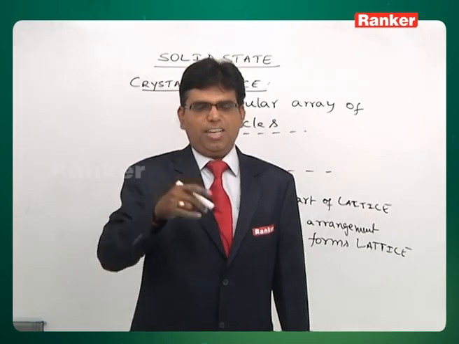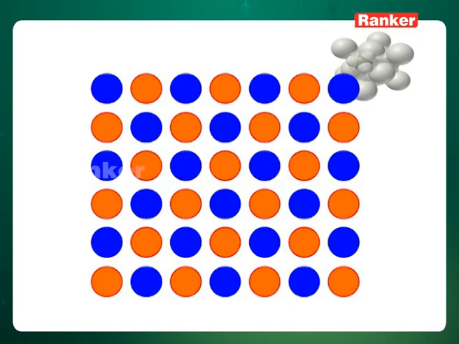Now, in this, we have blue colored or orange colored circles. Each one, if you consider it to be an atom or a molecule, is the constituent particle. A blue colored ball is one particular atom, and an orange colored ball is another atom, or you can consider them as two different ions like sodium ions and chloride ions. Then that whole arrangement is nothing but the lattice.